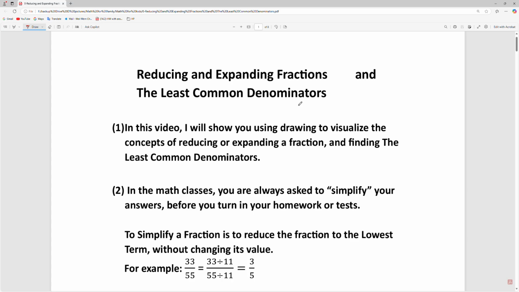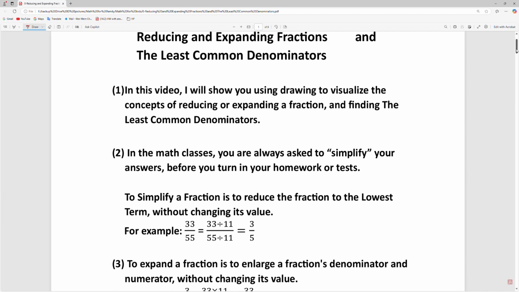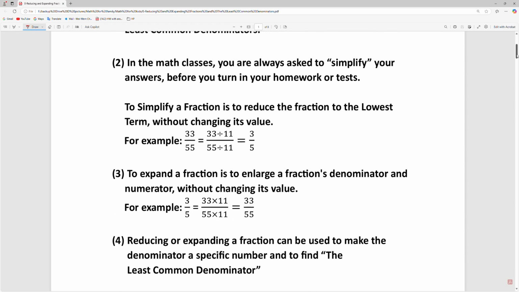In this video, I will show you using drawing to visualize the concepts of reducing or expanding a fraction and finding the least common denominators. In the math class, you are always asked to simplify your answers.